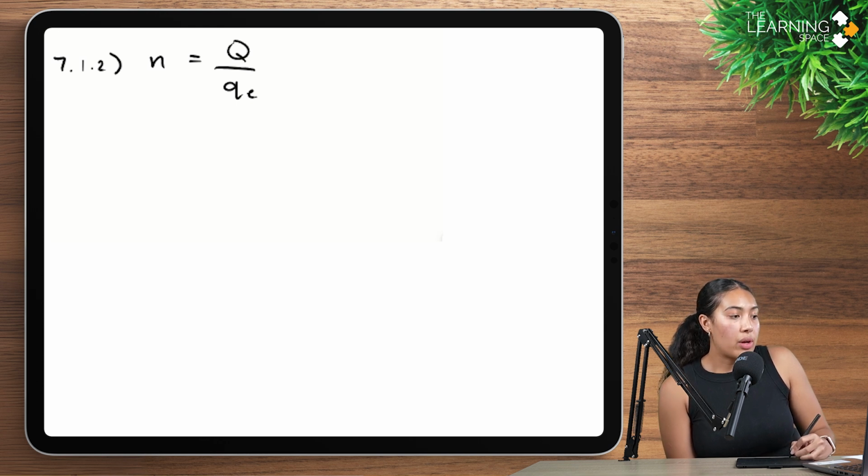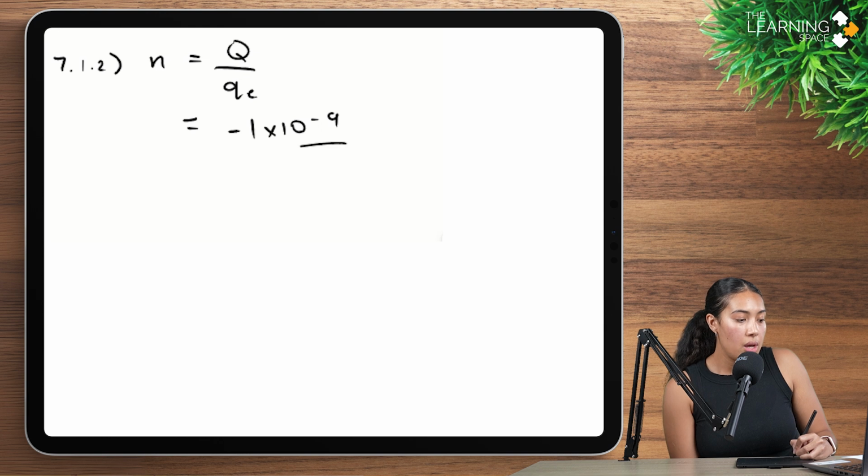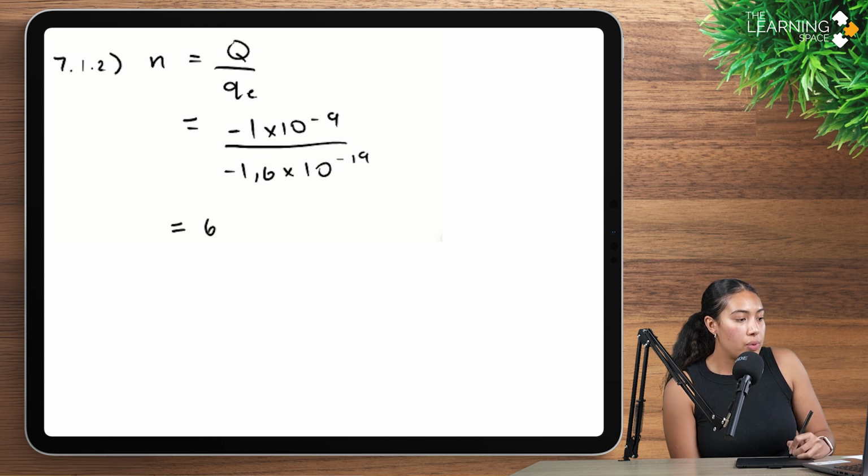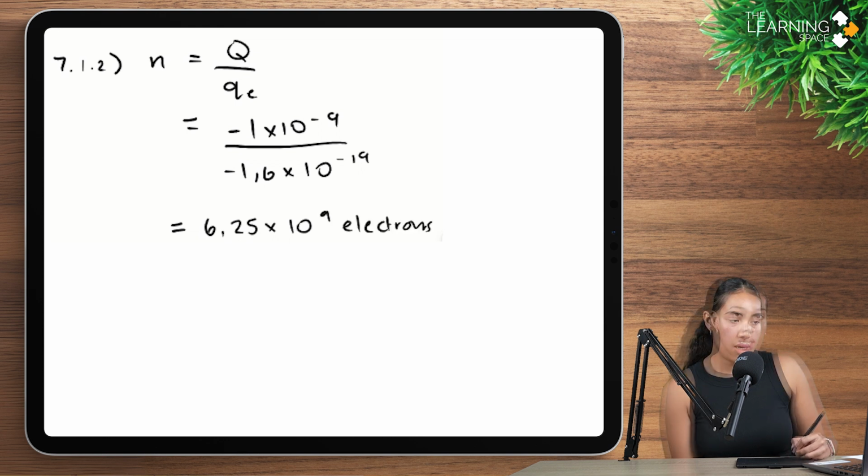So we have our charge, which is negative 1 times 10 to the negative 9. That's what we calculated in the last question, and divided by the charge of our electron, which is a constant, which is negative 1.6 times 10 to the negative 19, right? We divide those two, and then we'll get an answer of 6.25 times 10 to the 9 electrons. So that is the number of electrons that were transferred to sphere C.